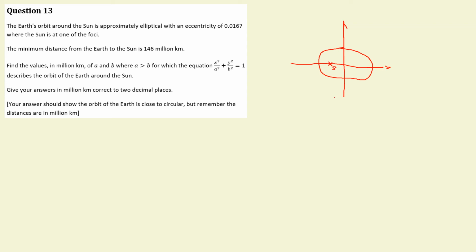The minimum distance from the Earth to the Sun is 146 million kilometers. This is that distance here. Okay, so let me just call that point A for the moment. If we do that, A to S is my 146. I'm going to measure everything in million kilometers just so that I don't have to keep writing massive numbers out. All right, that is the minimum distance that the Earth has to the Sun. Sun's at one of the foci. We're told the eccentricity. Okay, so this is where we're going to have to play with the eccentricity a little bit here.